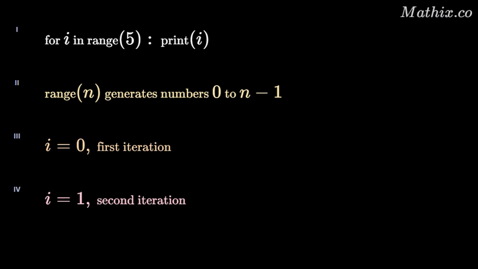Here's a Python for loop using range 5. Range 5 generates the numbers 0 through 4. Each pass assigns the next number to I and prints it. The output grows one line at a time through the fifth iteration. After I equals 4, the loop ends.